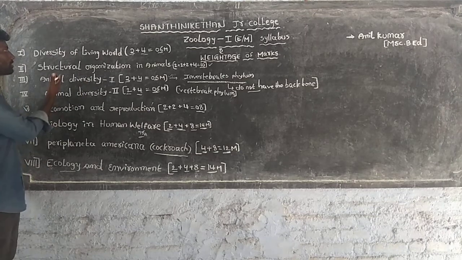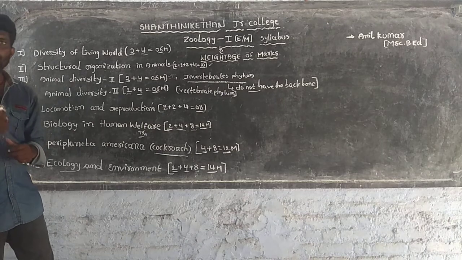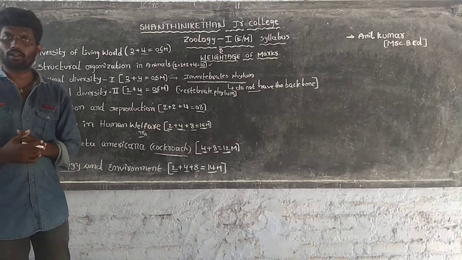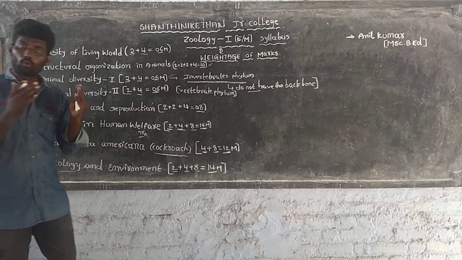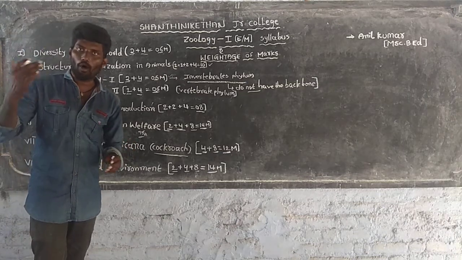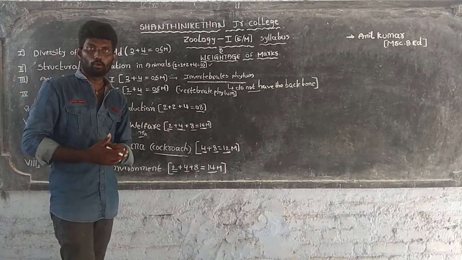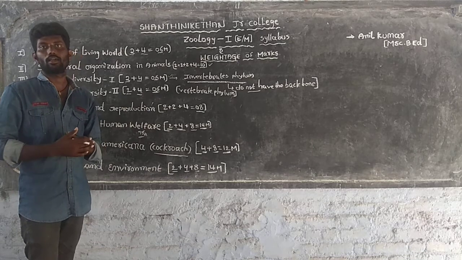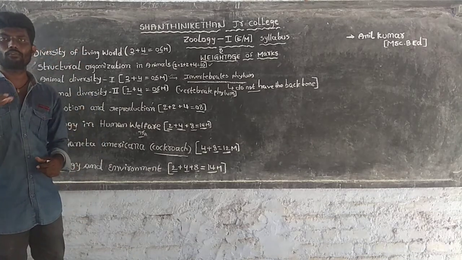And the second lesson name is Structural Organization in Animals. In this lesson, the levels of organization are explained. What is the meaning of levels of organization? The major levels of organization in our body start with a group of atoms. A group of atoms forms molecules. A group of molecules forms organelles. A group of organelles forms cells. A group of cells forms tissues. A group of tissues forms organs. A group of organs forms an organ system. These are the levels of organization.